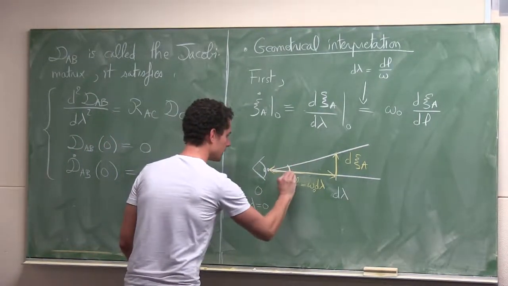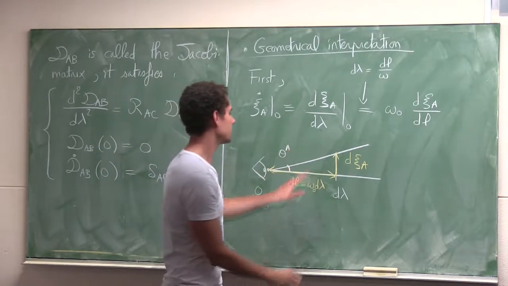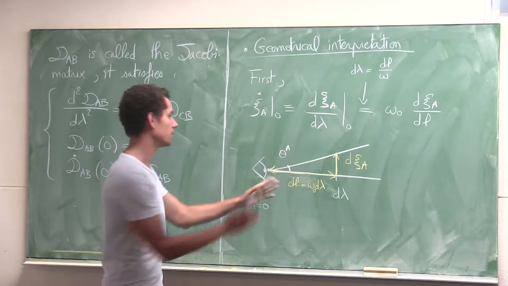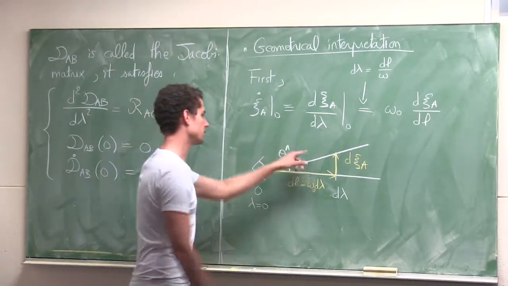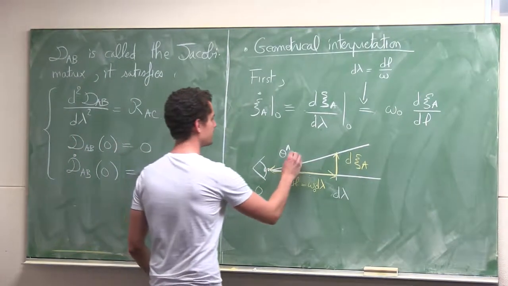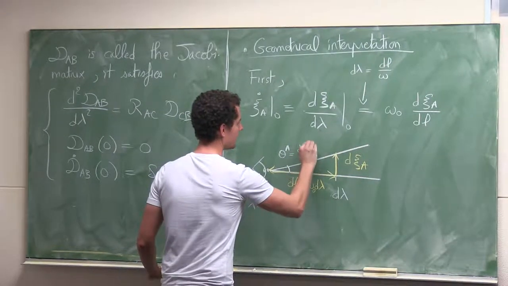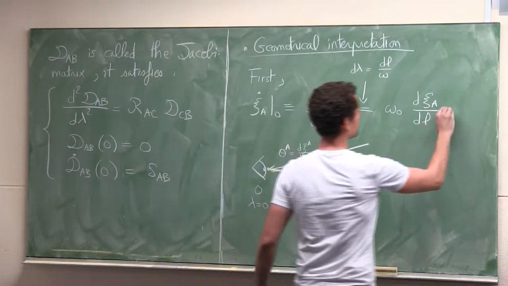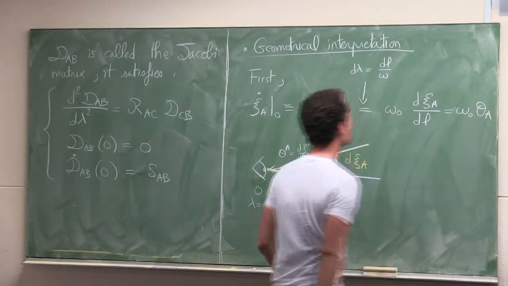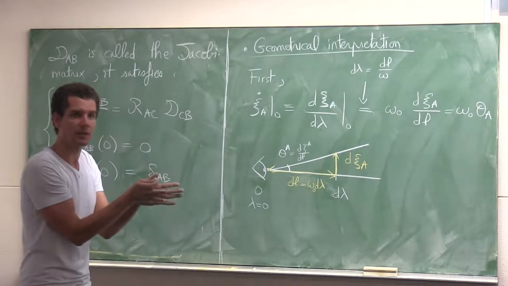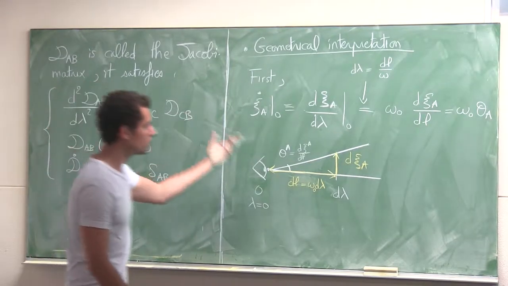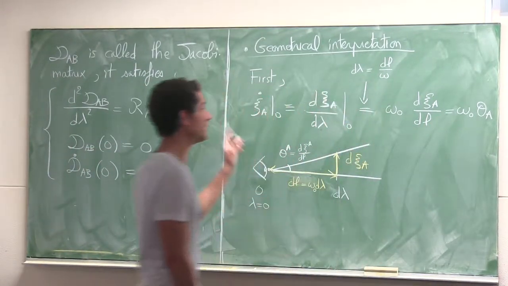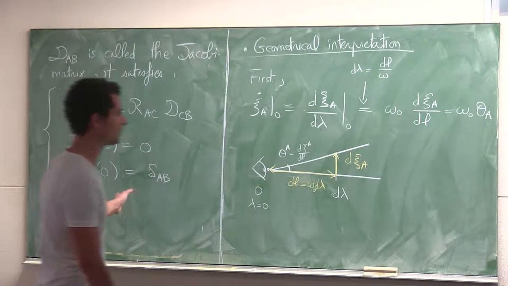And that thing here, I can call theta A. Of course I did everything in the plane of the blackboard, but you can see that this corresponds to a two-vector, because we could have a two-dimensional shift of these vectors. Anyway, this theta A is d psi A over dl by definition, right? By considering small angles. So omega 0 theta A. This thing is the observed angular separation between the two light rays, modulo a proportionality coefficient, which is omega 0. That is going to be quite important in the rest of the lecture.